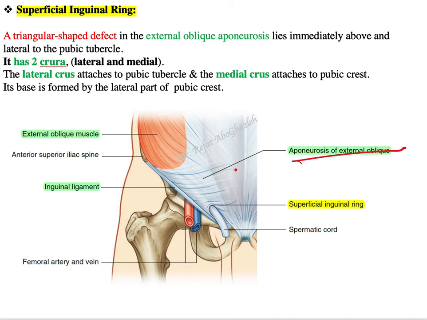So this is the aponeurosis of external oblique that is inferiorly reflected on itself to form the inguinal ligament, attached, of course, to the anterior superior iliac spine and pubic tubercle. Now, guys, there is a triangular defect here, which is located immediately above and lateral to the pubic tubercle. This defect is known as the superficial inguinal ring.